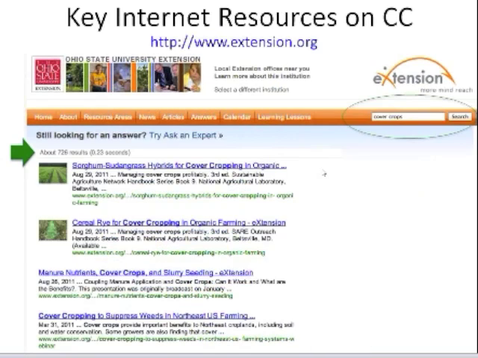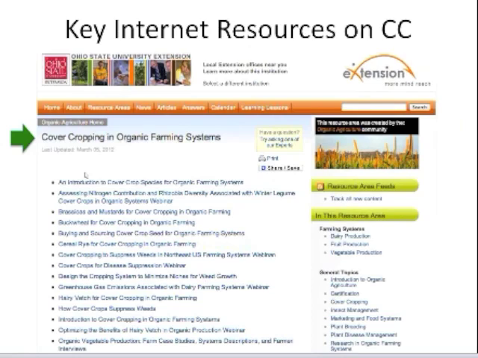The first place that I highly recommend people go to is, in fact, the extension resources that are available, as Alice pointed out. And if you simply point to cover crops in the search box, you'll find that there's over 726 resources already available. So this is a real rich resource for information on cover crops and organic systems.